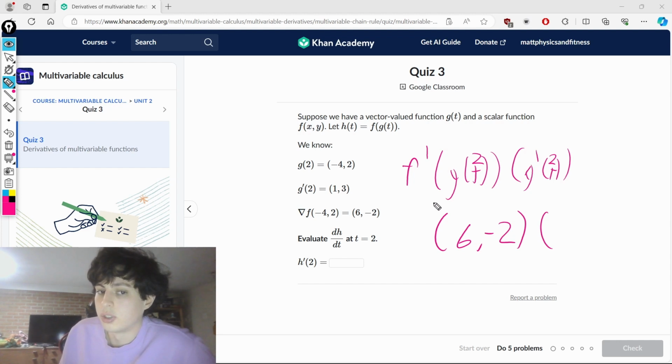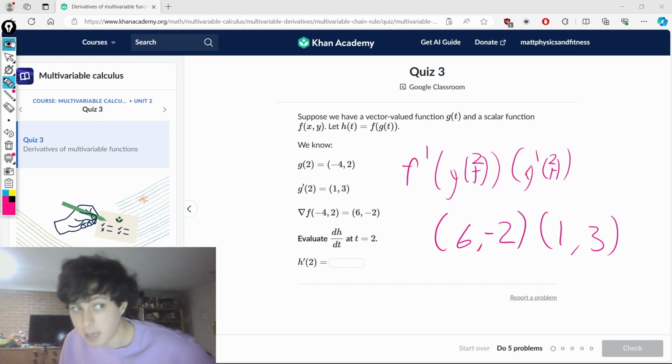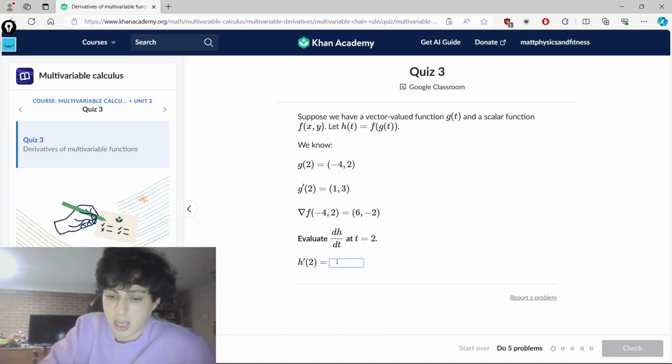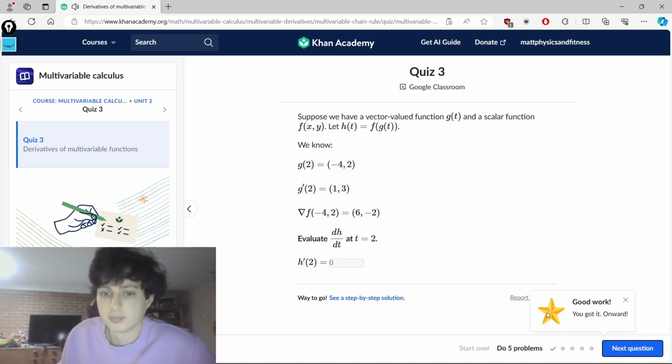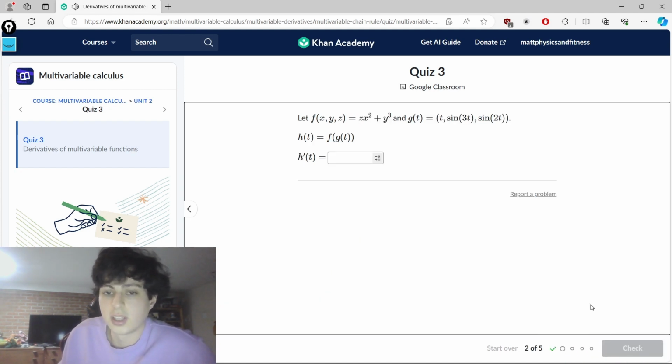Now, assuming the chain rule, g prime of 2 gives us (1, 3). I think you get 6 minus 6. 6 times 1 is 6, negative 2 times 3 is negative 6. Add them together, you get 0. Maybe? If that's right, I'm going to be happy. I think it's called a dot product, but I don't actually know. Hopefully it comes up later and I need to learn it. I may go back at the end of each unit, but first, let's just see if we can get through the quizzes.